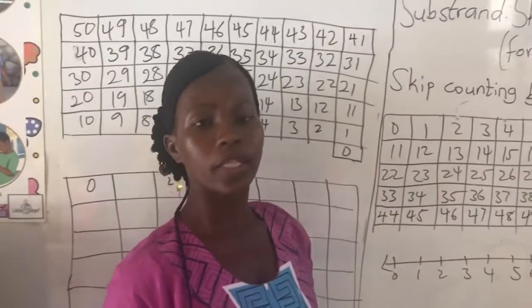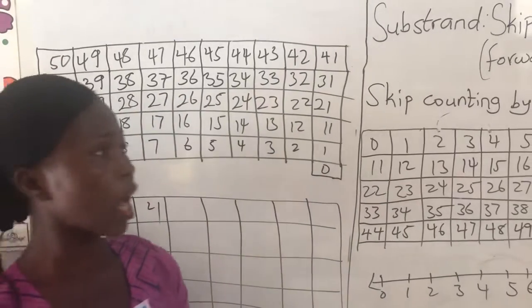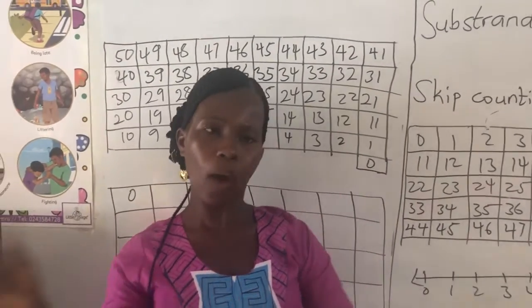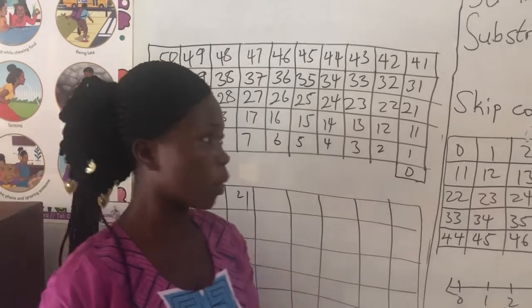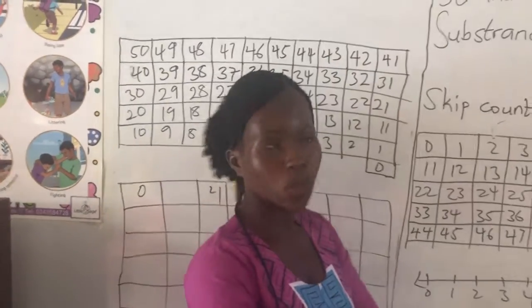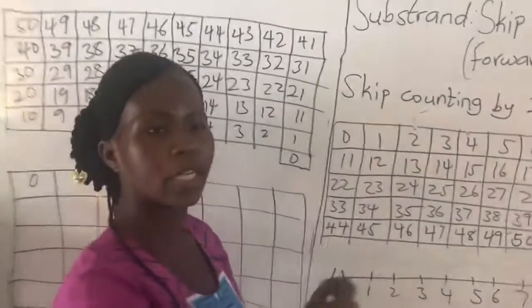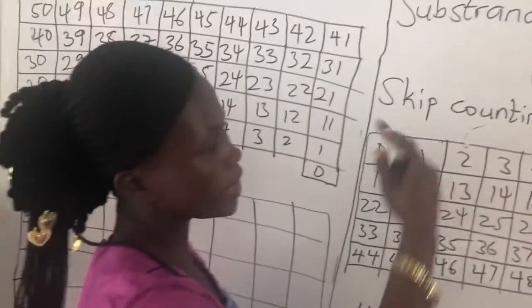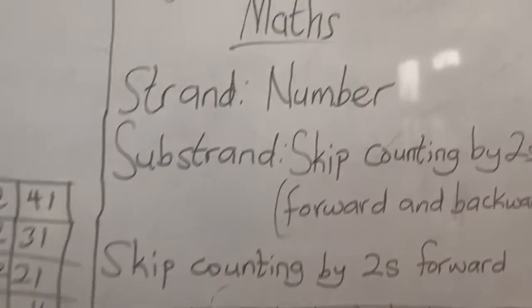And we started with what? Number. We looked at counting what? Counting by ones, forward and backwards. Today we are going to look at skip counting by twos.